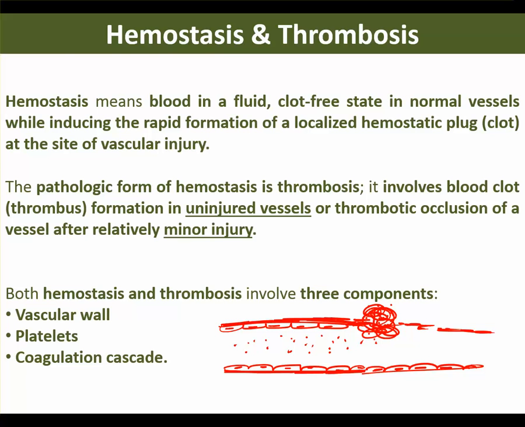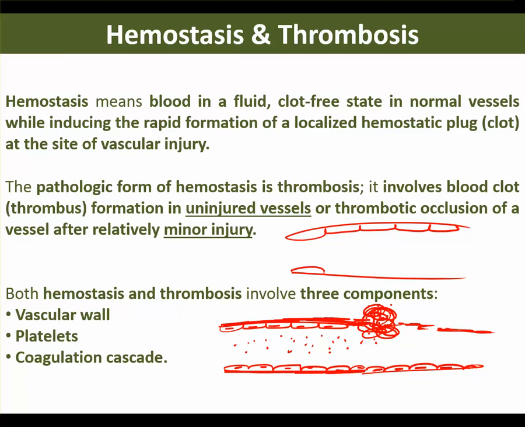So this is hemostasis. Hemostasis means the blood is in a fluid state if the blood vessel is normal. If the blood vessel is damaged, the blood has to clot, which means the blood has two properties: to be in a fluid state, and to clot. Understand? So this is hemostasis. Okay, now we will take another example.